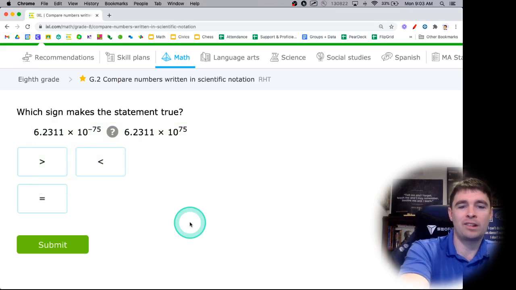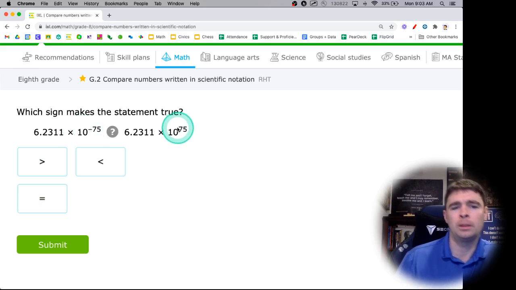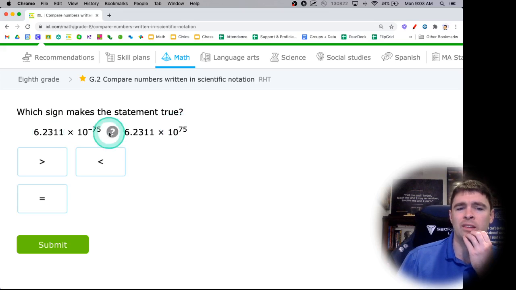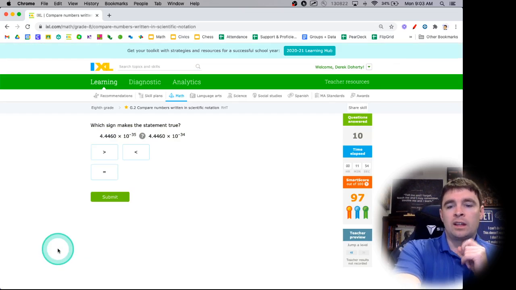We'll look at one more challenge zone problem. It looks annoying at first, and if I tried to move the decimal 75 places to the left or right, it would be an annoying problem. But here right away I say this same coefficient, this one's being divided by a bunch of 10s with the negative exponent. This one's being multiplied by 10 a lot. The one that gets multiplied by 10 is going to be way bigger than the one that gets divided by 10. So that gets us to the end of our G2 tutorial.